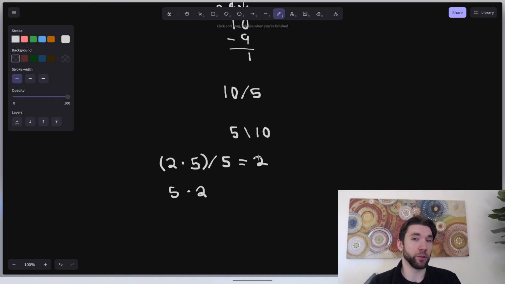Now, how about undoing 5 times 2? How do we get back to the thing we made 5 copies of? Well, if we made 5 copies of it, we know that we can split it by 5. So 5 splits 5 times 2 is 2.